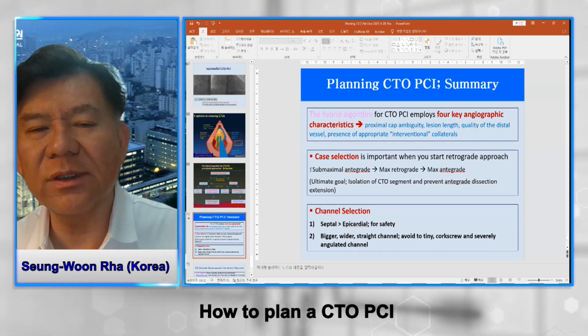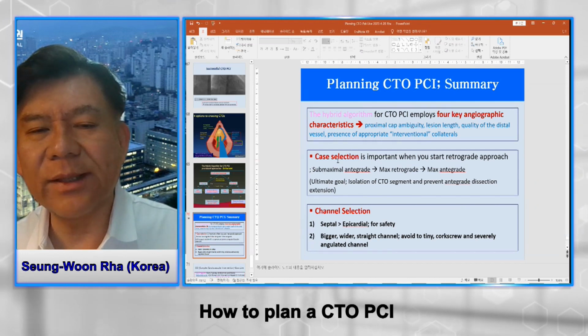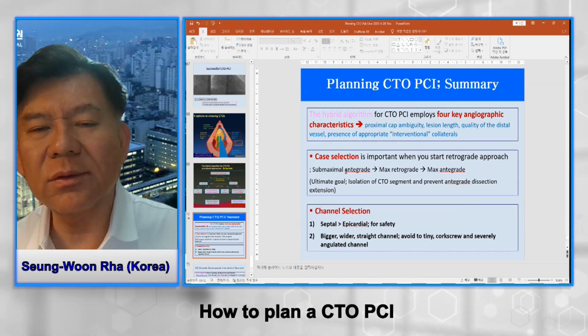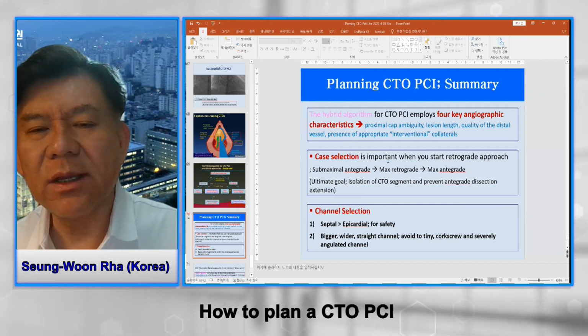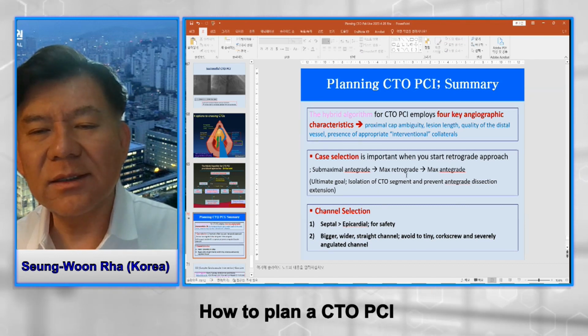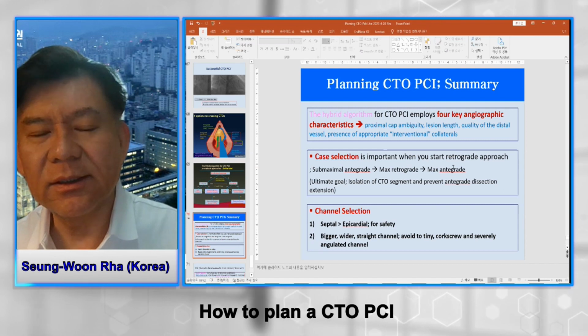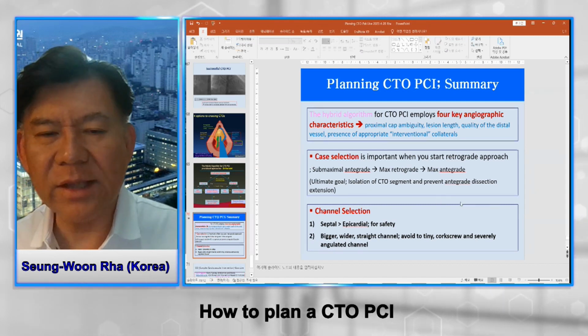So in my case, I'm doing the submaximal effort of antegrade. If there's something wrong, then I'm going with the maximum retrograde effort, and if that fails, then I'm doing the maximum antegrade. This is my usual question. Thank you for your attention.